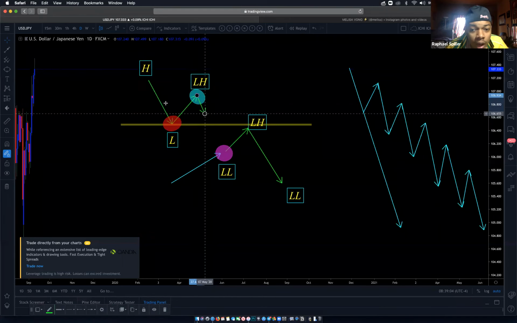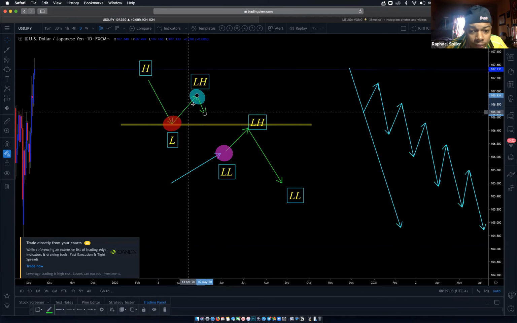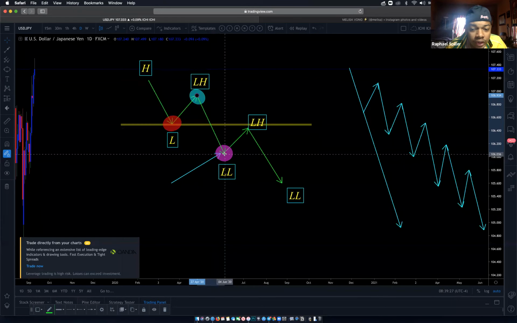So if I'm in an impulse and then I pull back, in order for me to be able to create a low, it has to break another low. So if I'm right here, I have to break this low to even consider this to be a low.